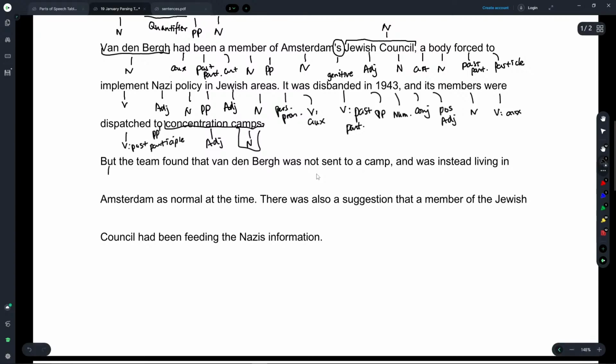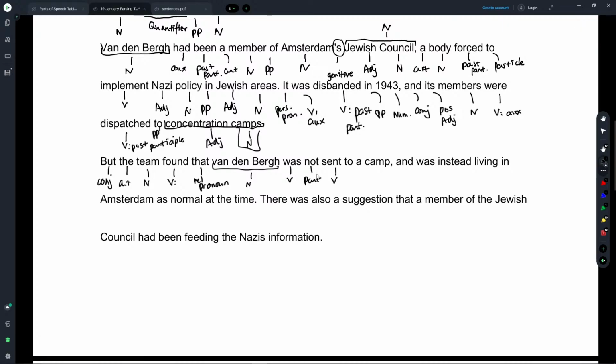But, which is our conjunction. And it's one of the fanboys, right? So this is a coordinating conjunction. But, the, article, team, noun, found, verb, and in this case we have a past simple sentence. That, relative pronoun. Van den Berg, noun, was, verb, not, particle, sent, verb.